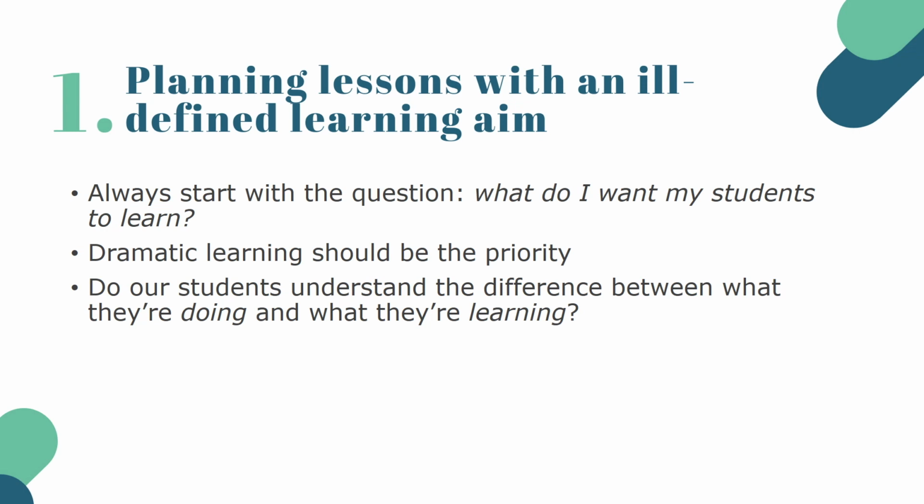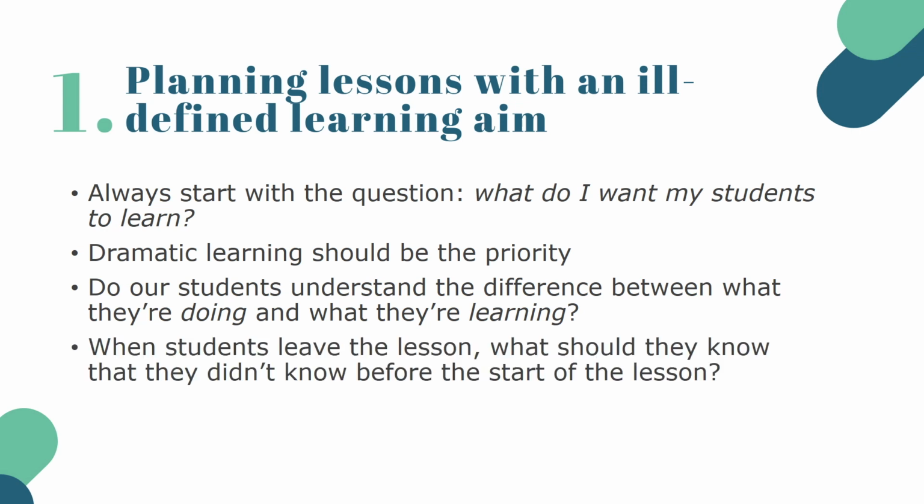So maybe in the lesson they're doing hot seating, but are the students supposed to be learning about hot seating? Is that the point of the lesson? Is it to teach about the rehearsal strategy of hot seating? Or are we just using hot seating as a way to learn about the character of Eric in An Inspector Calls? Maybe it's both of those things, but we need to be really specific about what the students should be learning. And when we think about students meeting us at the beginning of the lesson and then leaving us at the end of the lesson, what do they know at the end of the lesson that they didn't know at the beginning? So it's always really good to help us be so specific there.